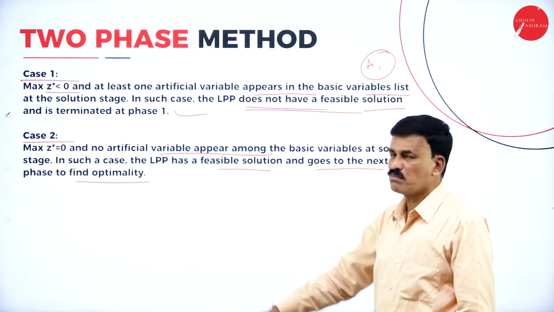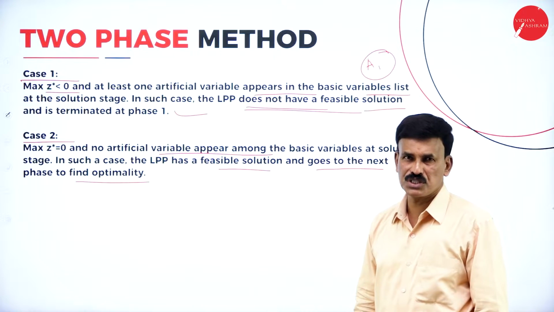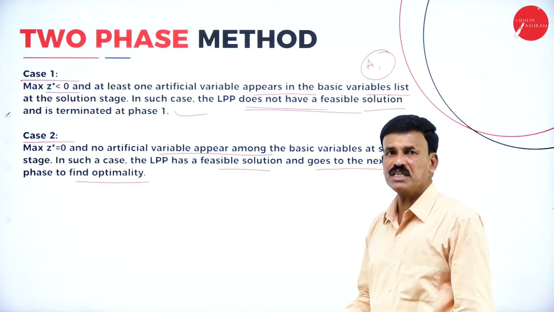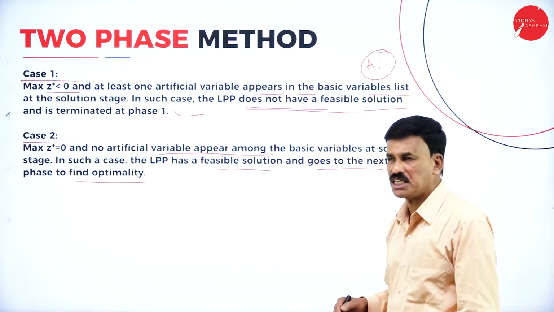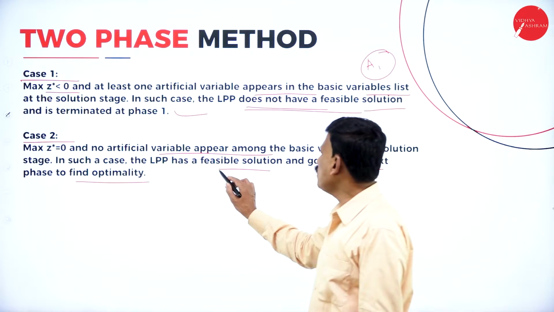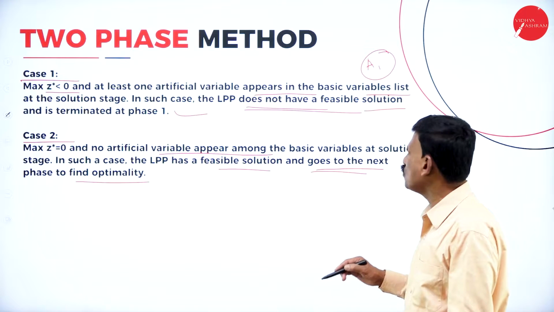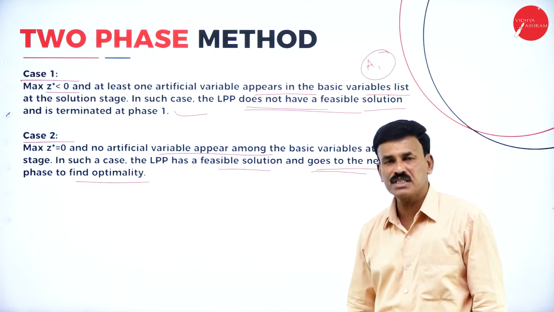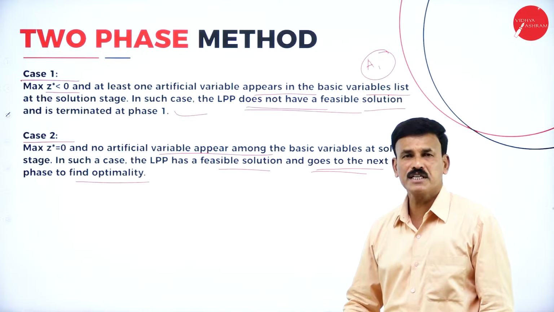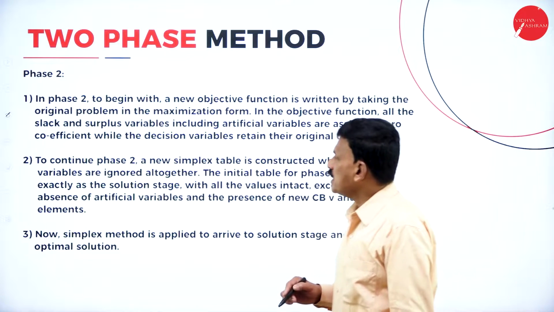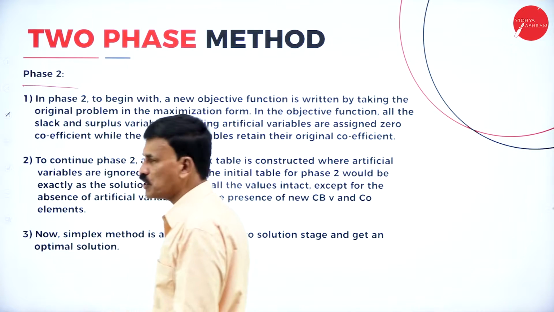If the maximum of z star is equal to 0 and no artificial variables appear at the solution stage, then the LPP has a feasible solution and goes to the next phase to find the optimality. Okay, now again in phase 2 there are two possibilities.